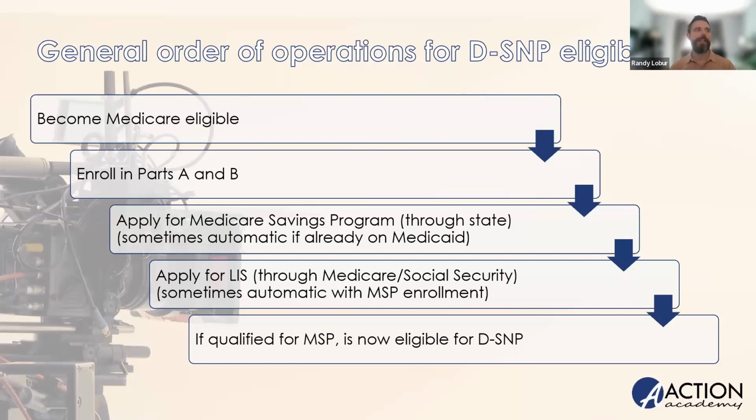And here is where we add a wrinkle into the mix in step 3. They may need to apply for a Medicare savings program through their local state Medicaid agency. In Michigan, that is the Department of Health and Human Services.